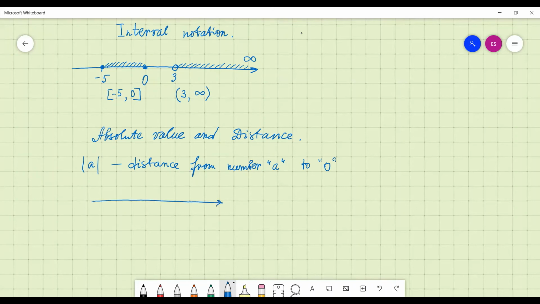If you have a number line, and for example, here is 0, and you have a point 5 over here. So what is absolute value of 5?